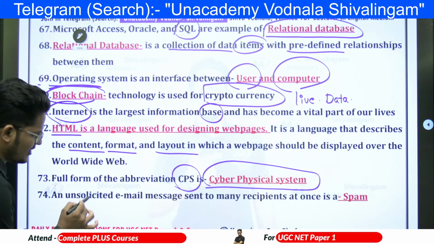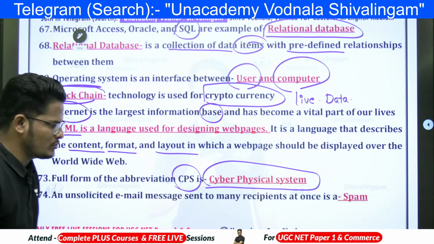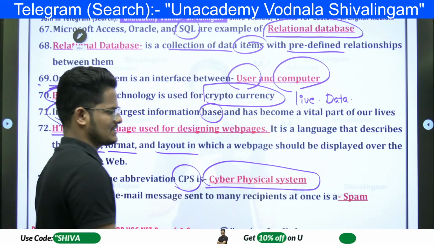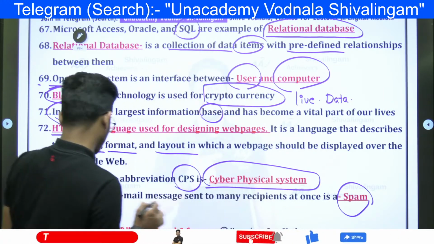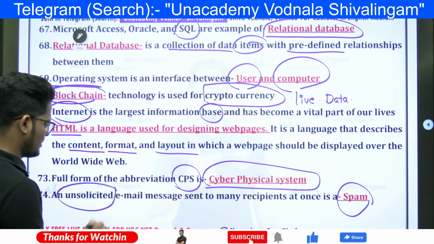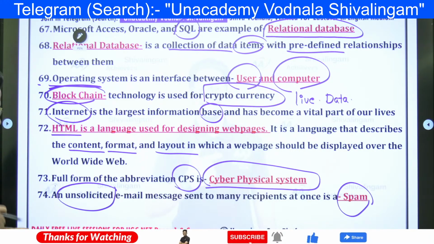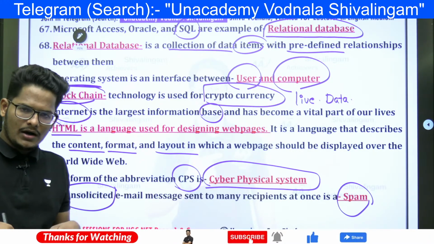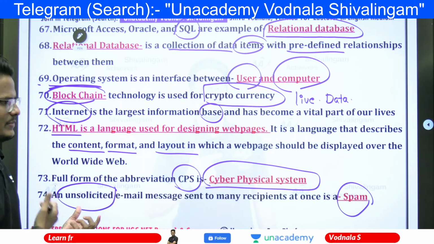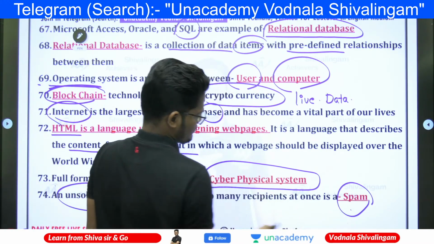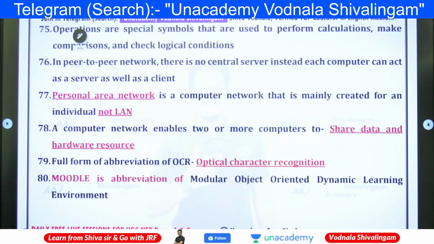An unsolicited email message sent to many recipients at once is called spam. In email also we can see a spam folder. Unsolicited means not actually requested, not expected by the recipient. Unsolicited means it is coming unwantedly. That is what spam is. Next is that.